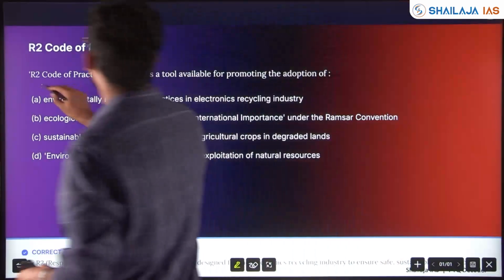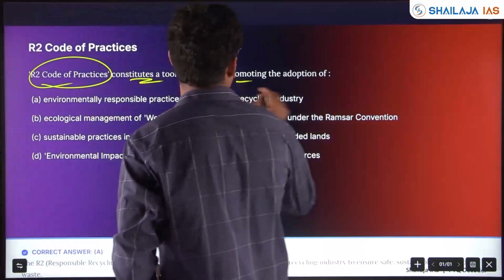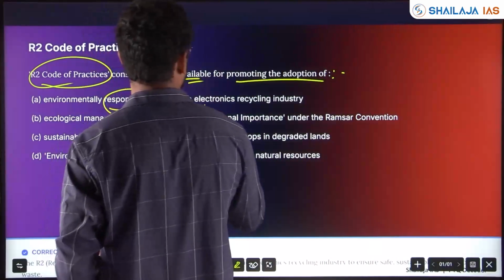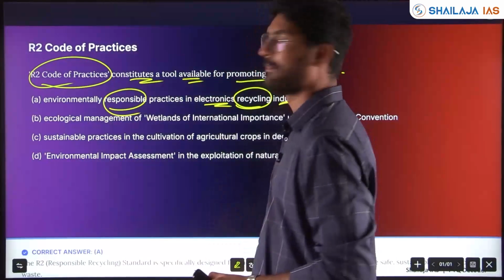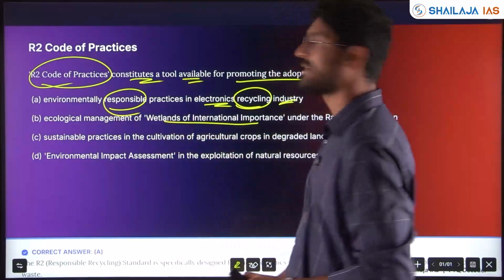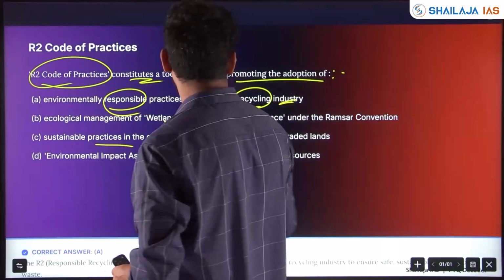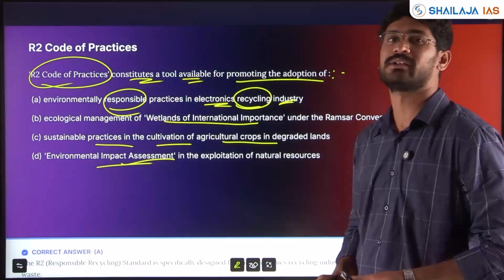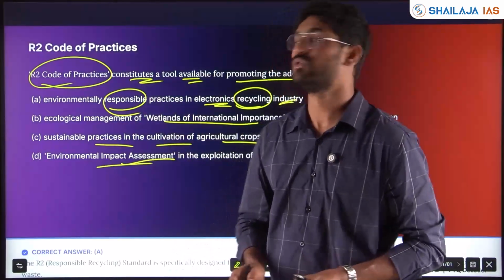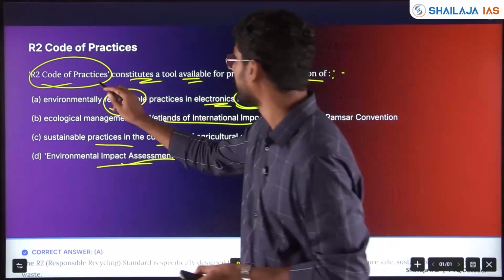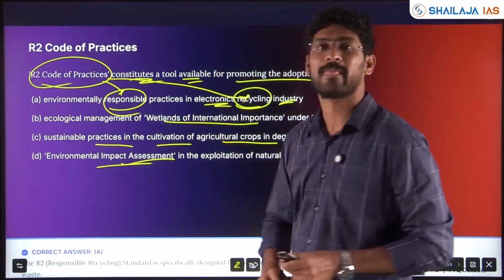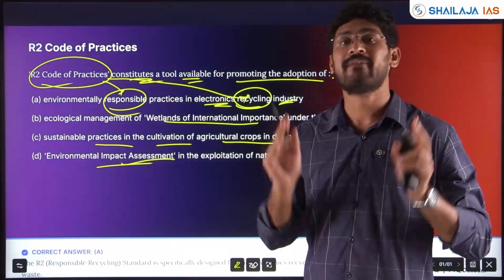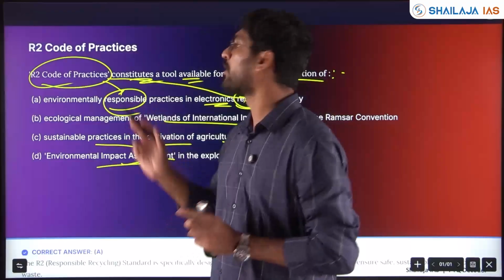Next, R2 Code of Practices constitutes a tool available for promoting the adoption of: environmentally responsible practices in the electronic recycling industry; ecological management of wetlands of international importance; sustainable practices in the cultivation of agricultural crops; environmental impact assessment in the exploitation of natural resources. R2, reuse, reduce, recycle. Where are you seeing these terminologies? Responsible, recycle. If you have studied this, fine. If not, whenever a terminology is there, try to correlate it with the options.